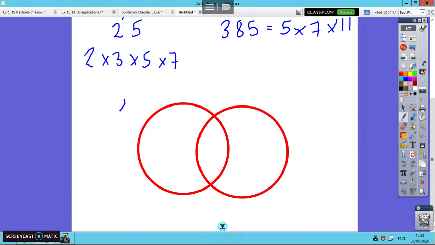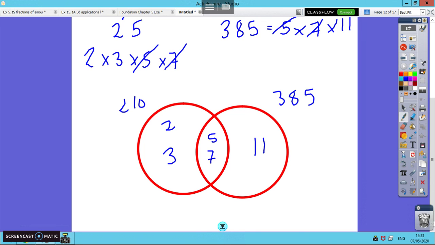This would be 210 on the left and 385 over here. Let's see if they share anything. I think they share a 5 and a 7. So let's cross them off. We don't need them anymore. Now what's left over here is 11, and what's left over here is a 2 and a 3. So remember, the highest common factor is your bit in the middle.